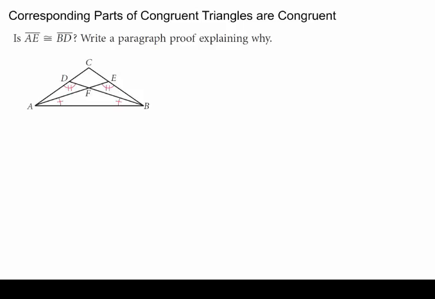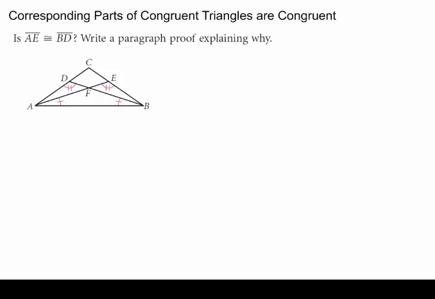Okay, so today we're going to talk about corresponding parts of congruent triangles are congruent. And this is something that we can use after we have shown that two triangles are congruent to be able to say that maybe an angle is congruent to another angle or a side is congruent to another side. Okay, so we want to know, is segment AE congruent to segment BD?